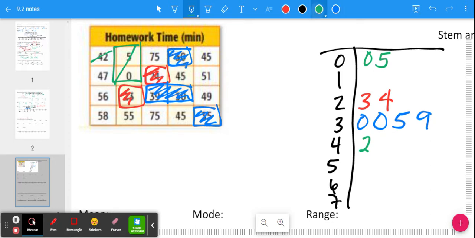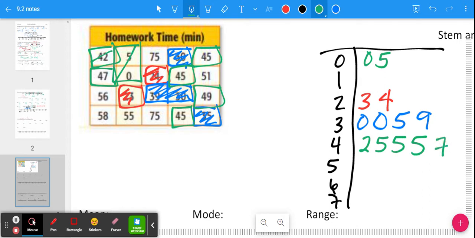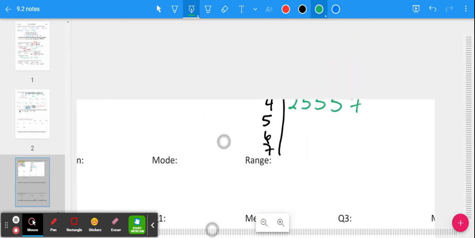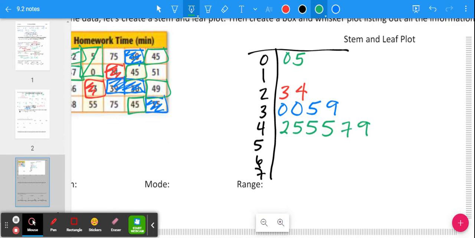Now back to my 40s. So I started with this 42. There's also a 47, 45, 45, 45, and 49. So I have three 45s, a 47, and a 49.